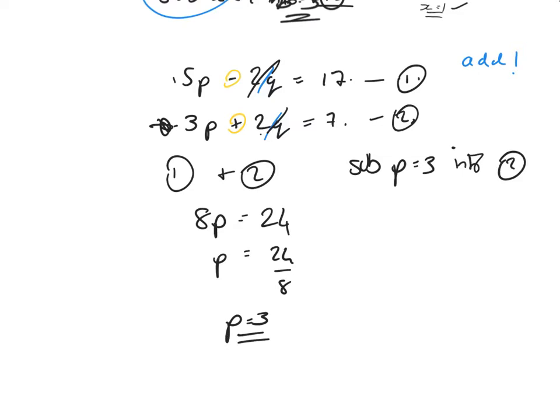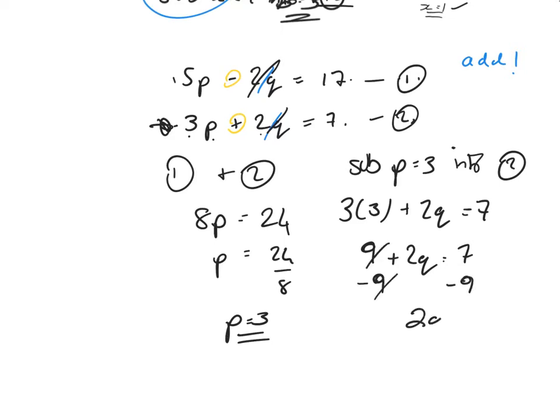And I want to find Q, so I'm going to sub P equals 3 into one of the equations. It doesn't matter which one, so I'm going to put it into equation 2. Where I see P, I'm going to replace it with 3. 3 lots of 3 plus 2Q equals 7. 9 plus 2Q equals 7. I'm going to take 9 from both sides, keep the thing balanced. 2Q equals, just be careful, 7 minus 9, that's minus 2. Bring the 2 down and divide. Q equals minus 2 over 2, and that's minus 1. Final answer, P equals 3, Q equals minus 1.